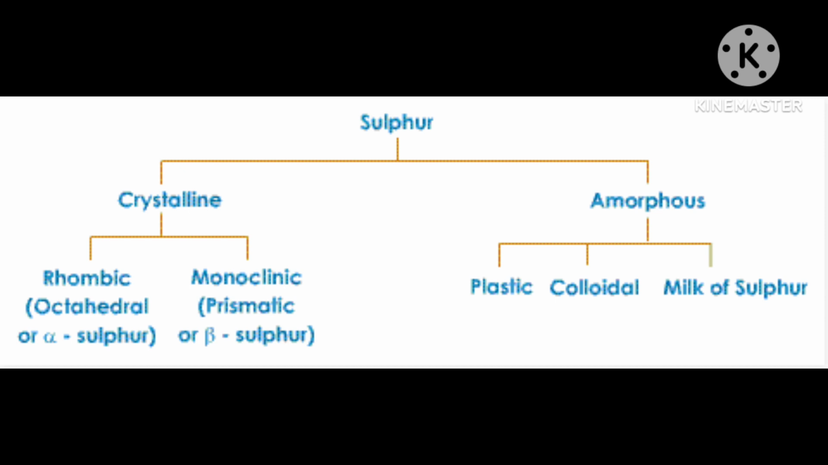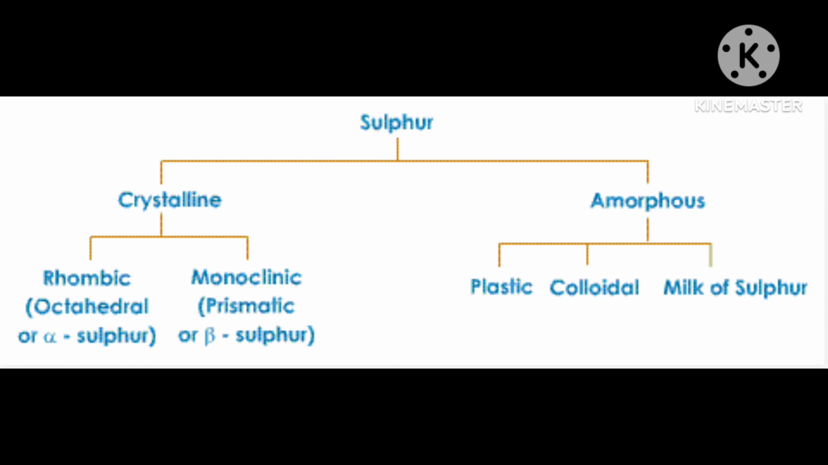Sulfur forms numerous allotropes of which the yellow rhombic and monoclinic forms are the most important. Yellow rhombic is also called alpha sulfur, and monoclinic sulfur is also called beta sulfur. The stable form at room temperature is rhombic sulfur, which transforms to monoclinic sulfur when heated above 369 Kelvin.